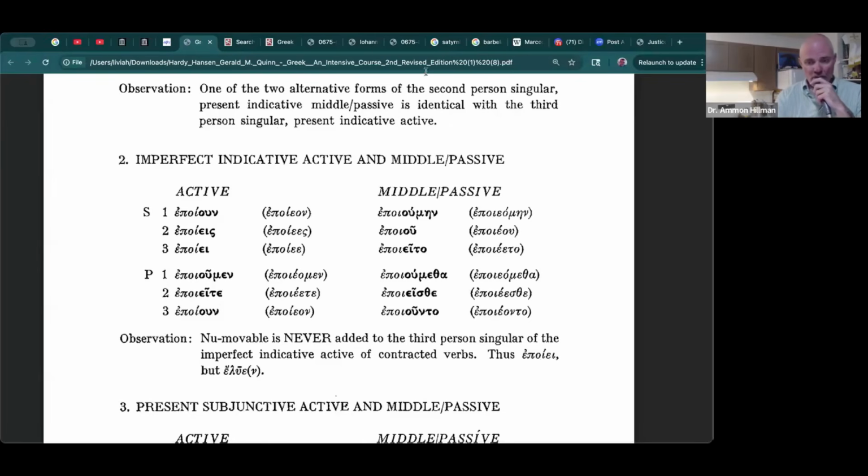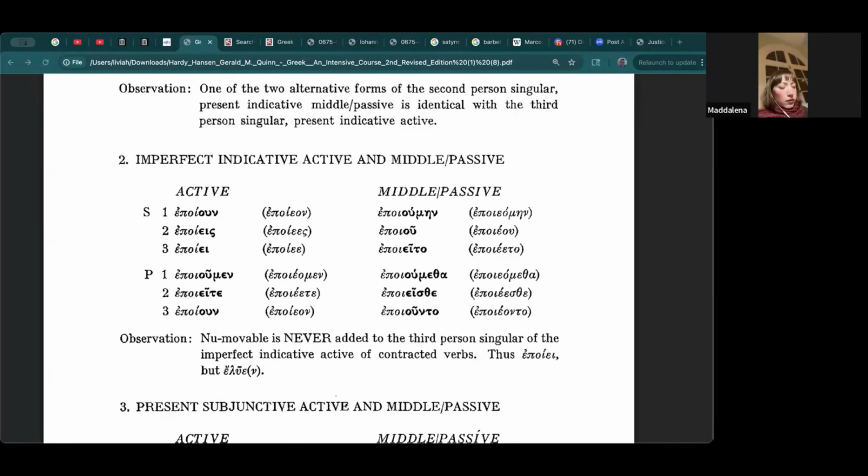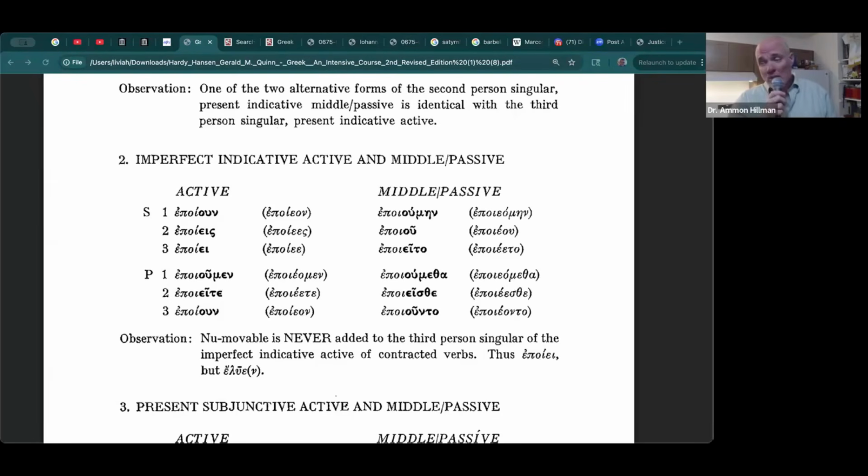So, how do you make your way through this morass? You have to be able to look at the verb and say, "Oh, wait a minute. This is an epsilon contract." How do you do that? The only way to do it is to memorize the principal parts, because the first principal part, if you've noticed in the vocabulary, will always include its contract vowel.